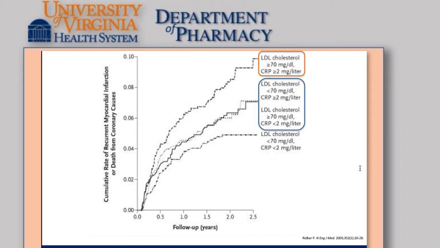Another interesting thing that they saw was 2 other groups. Either just elevation in LDL with a normal C-reactive protein, or an elevated C-reactive protein with a normal LDL, showed more risk. So this demonstrated that patients can have 2 types of residual risk, either cholesterol-based or inflammatory-based. And that set people into thinking, what else can we target besides cholesterol?